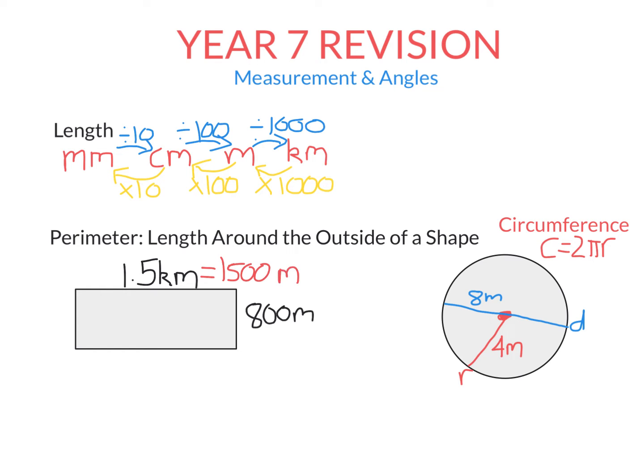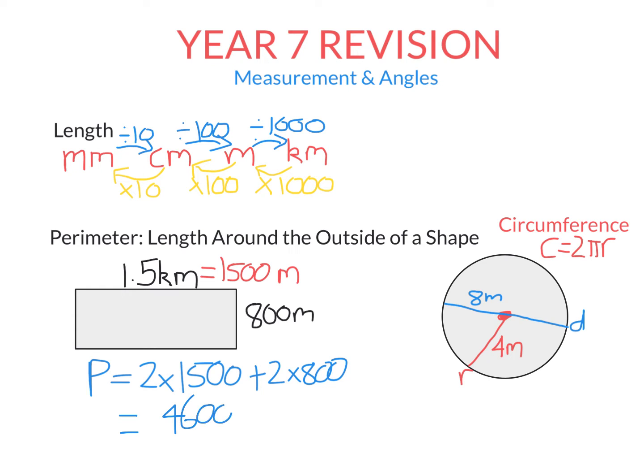So now that I have the side lengths in the same units, I can easily calculate the perimeter. So the perimeter, there are two sides that are 1,500 meters plus two sides that are 800 meters. Remember, for a rectangle, opposite sides are always equal. So just putting that in a calculator, if you need to, we get 4,600 meters. That's our final answer. So let's look here at a circle.